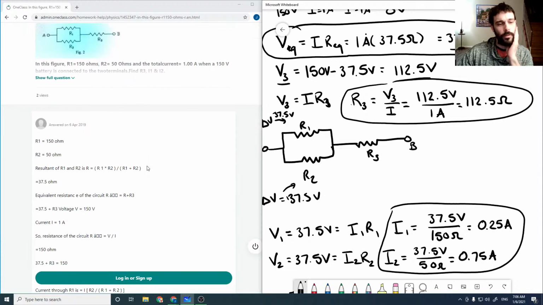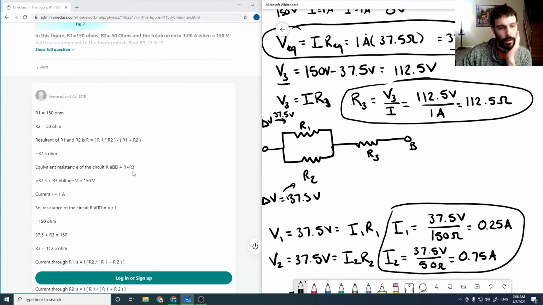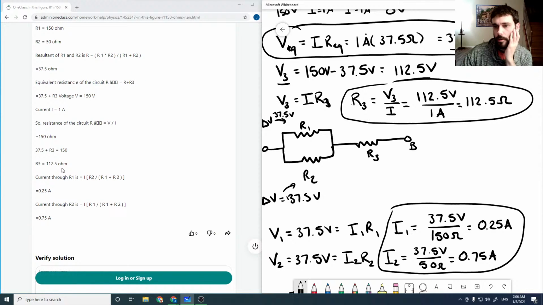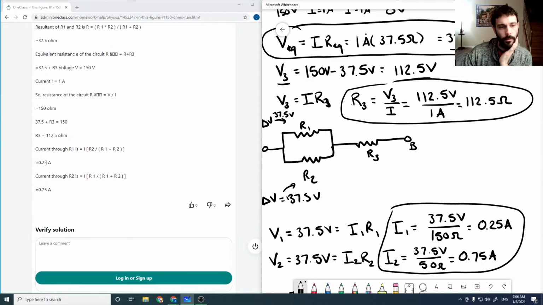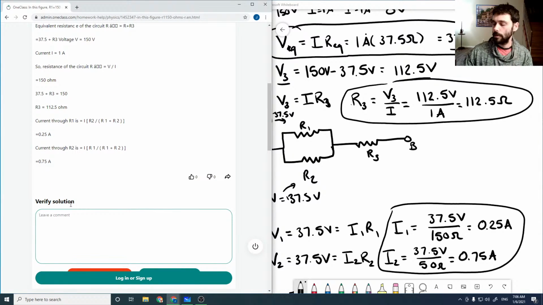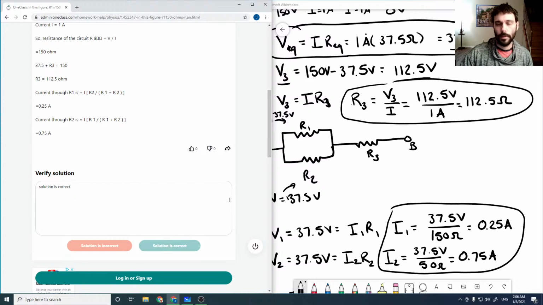Okay, so if we check to the solution, equivalent resistance, 112.5 ohms, so there's our R3. Current through R1 is 0.25, R2 is 0.75, so that looks good. And I'll submit that.